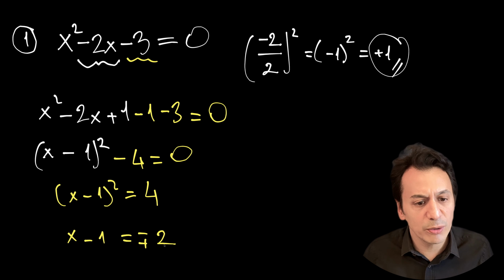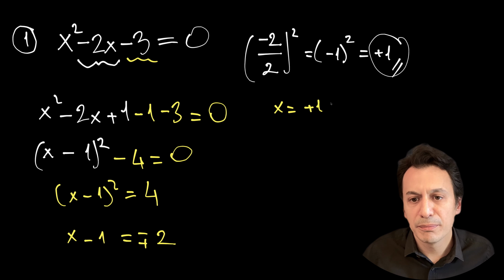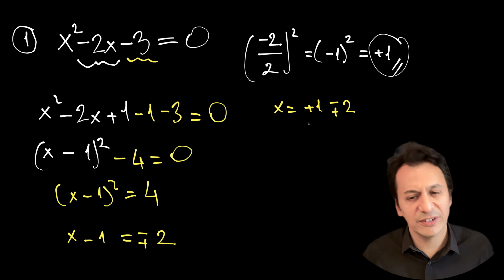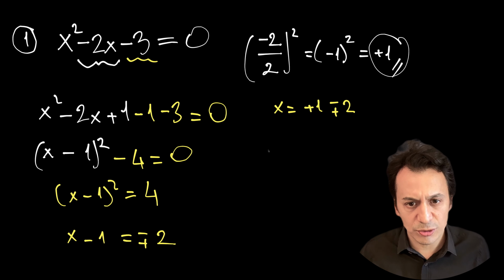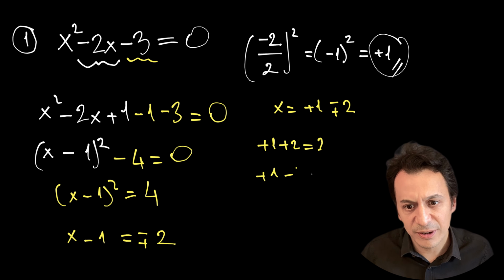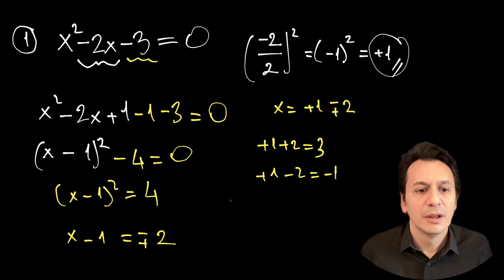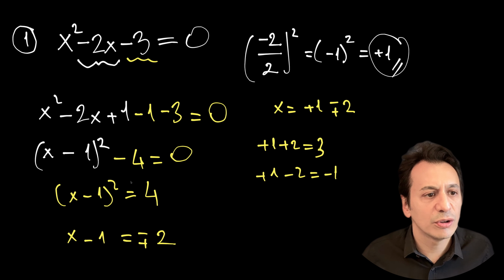Now this minus 1 will go to the other side as a plus. Let's do that. Plus 1 minus or plus 2. Well, this gives us two roots, one of them in this case is 3 and one of them is minus 1. That's all. This is solving this equation by completing the square. Let's go to another one.